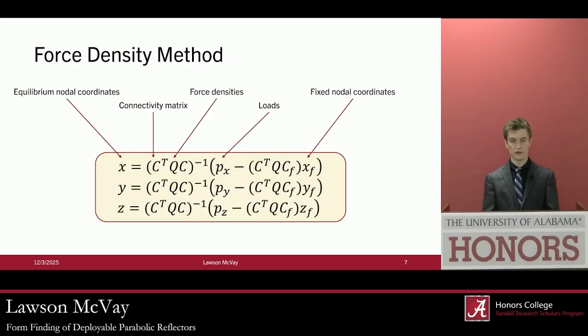The result of the derivation of this method is that the coordinates of the equilibrium state are dependent on, firstly, the network topology, which is described by the connectivity matrix C, the force densities, Q, which we defined earlier, the fixed nodes, and any out-of-plane stresses, such as those tension ties. The in-depth derivation isn't necessary to cover, but the main result is that this is a linear system of equations and thus can be solved analytically.